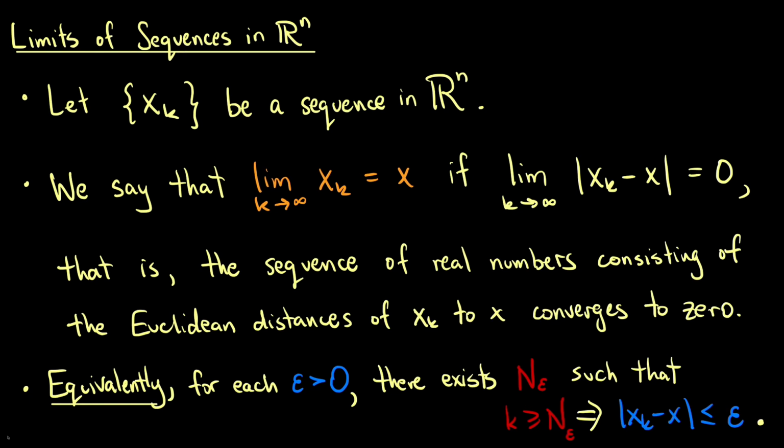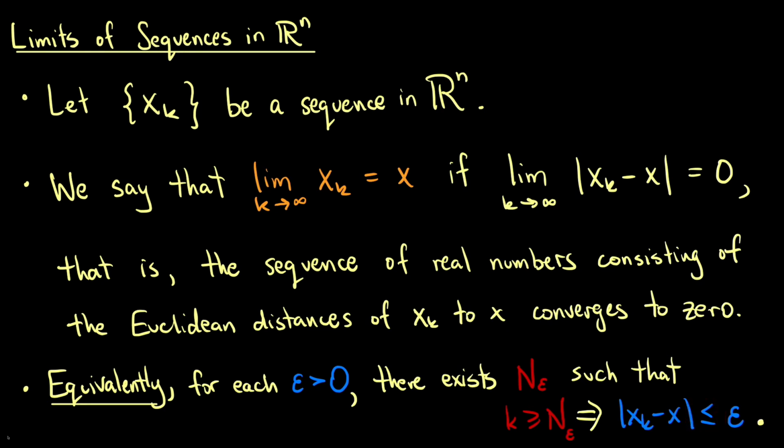But there's another definition that I want to explain, which is equivalent, which says that for every real number epsilon positive, there exists a capital N depending on epsilon, so N epsilon, such that once you're beyond the point in the sequence indexed by N epsilon, after that, all the terms in the sequence are in the epsilon ball centered at x, or in the closure of it, in the closed ball.